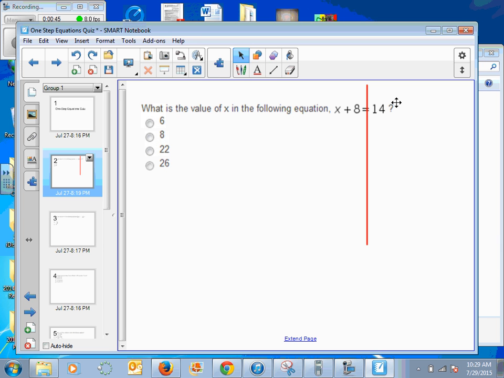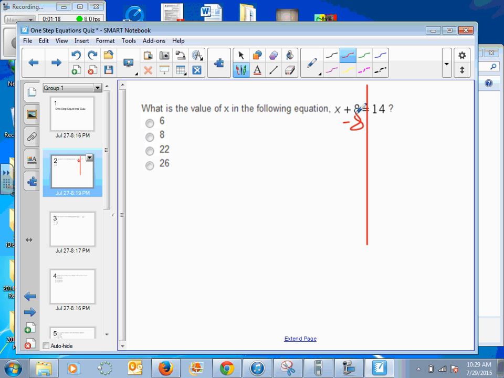Now the other idea, of course, is that you always want to do the opposite. Let me back up. You always want to try to isolate the variable. You want to get, in this case, x by itself. You want to get everything away from that x, and to do that, you think about doing the opposites. So if we've got that plus 8, we want to get rid of that thing. So we want to subtract 8 from both sides.